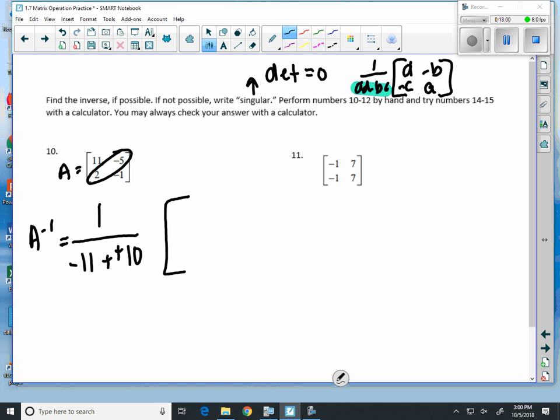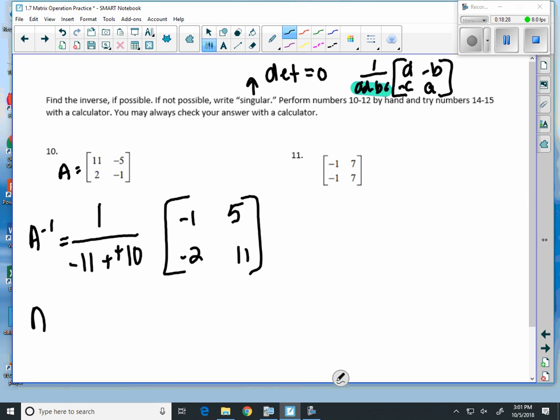And then we're going to go ahead and put our matrix down here. So what happens when we flip our matrix is the 11 and the negative 1 switch locations. So I went ahead and I switched those locations. Then my negative 5 and my 2 stay where they're at, except they flip signs. So we change the signs on our B and our C.